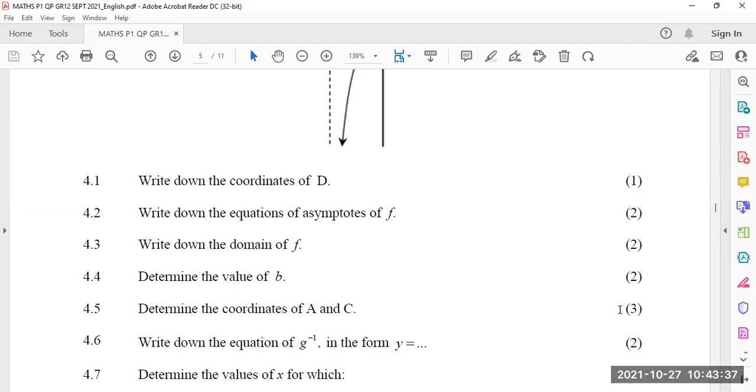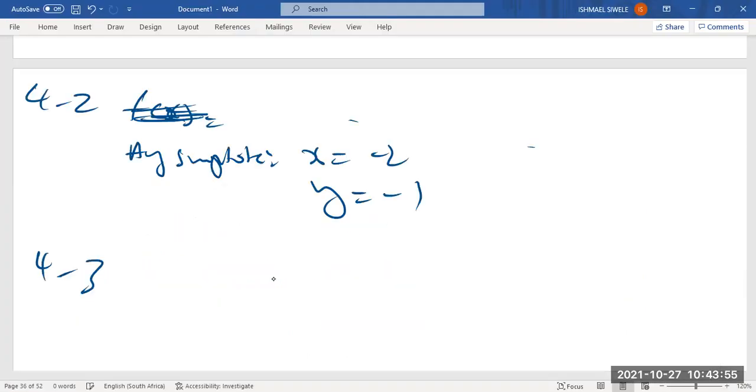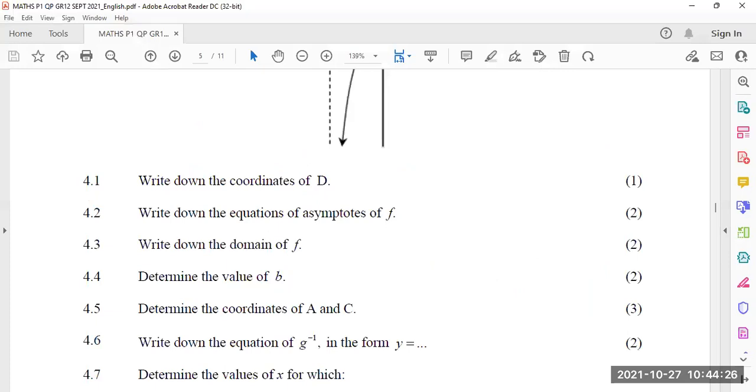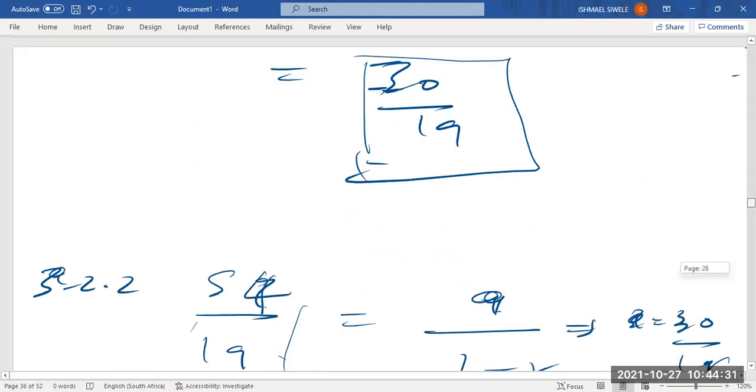Determine the value of b. So they want us to find the value of b, right? How are you going to do that? We're given point E for that exponential graph. That is 4.3. So they gave us point E for this exponential graph. Now let me check something before we go further. Okay, that's fine. They give us point E. What is point E? I have the graph here.